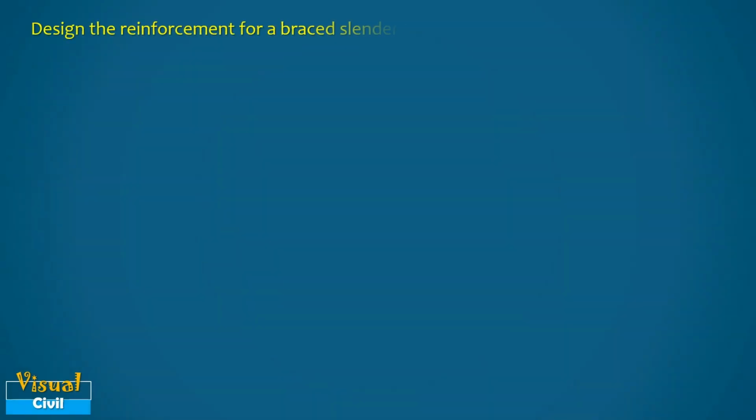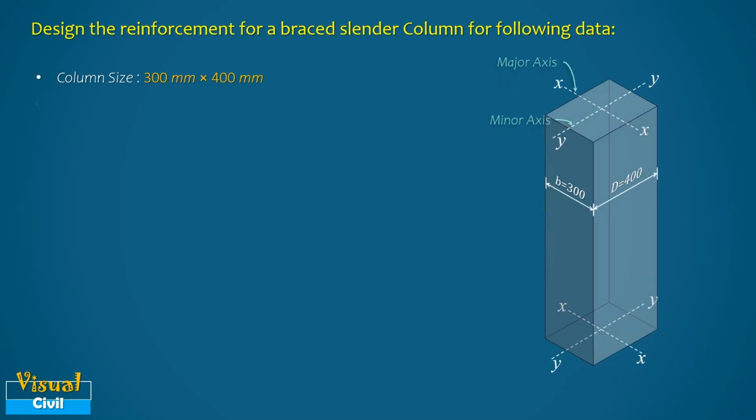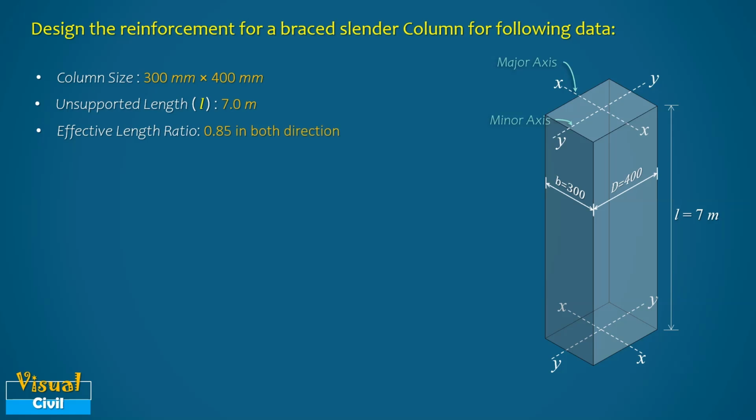Let us design a column of size 300 mm by 400 mm with unsupported length of 7 meter. The effective length ratio is 0.85 in both directions. The column is subjected to factored axial load of 1500 kN.